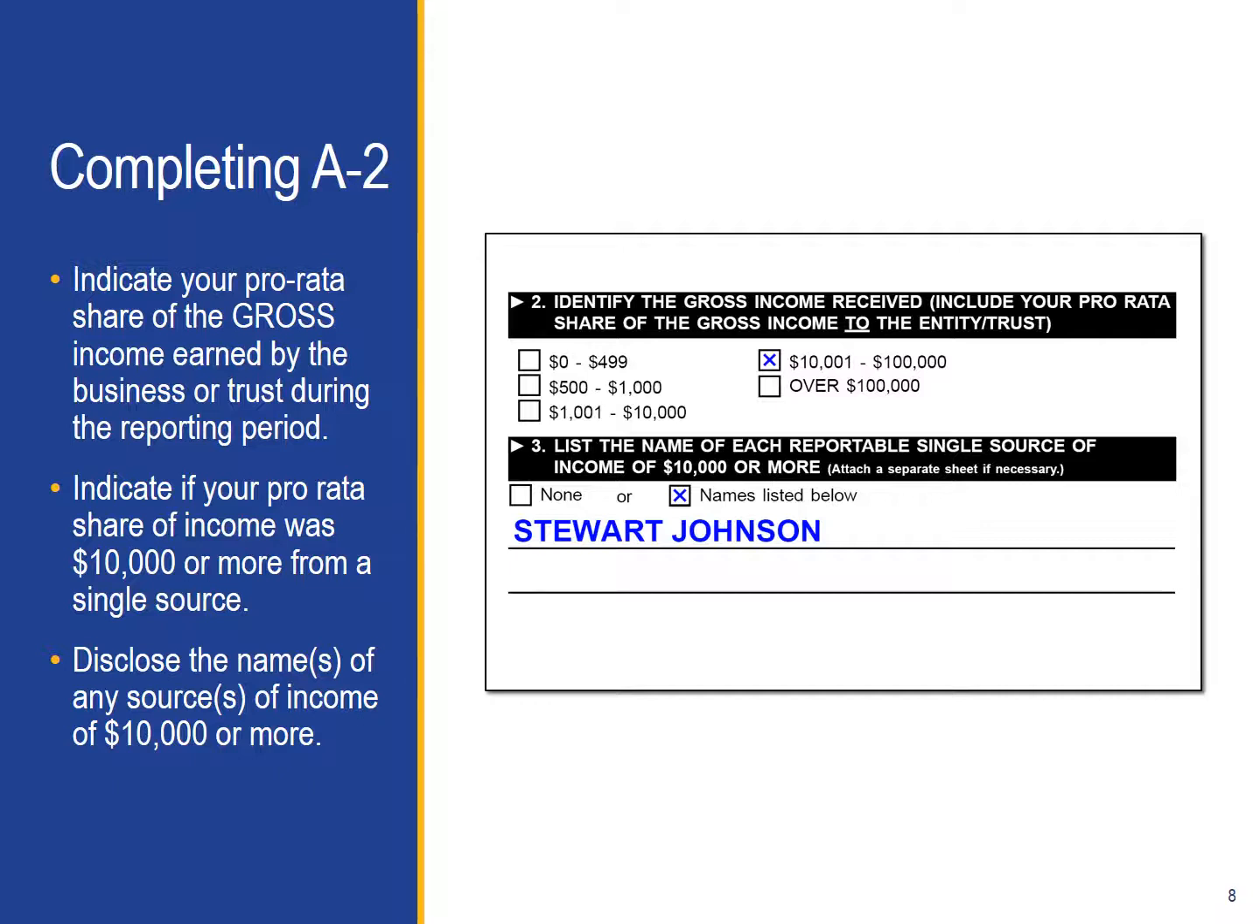Remember, the gross income is the money earned before you subtract expenses, salaries, taxes, etc. If there was a business, individual, or other single source from whom you received $10,000 or more during the reporting period, you must provide the name of the source or sources. If it is a person, provide the first and last names. You should not report the address or other identifying information of the source. If there was no source of $10,000 or more, then you must check the box to indicate none.